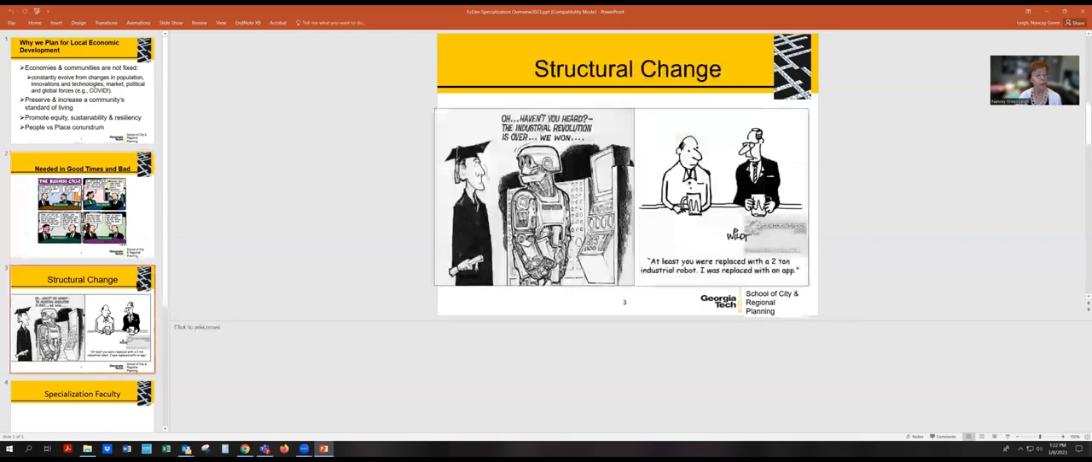And then there's another aspect of economic development planning, a major force that drives the work that we do, and we call it structural change. So this is another cartoon that's old, but also great and just as current today as it was when it was published in about 2010.